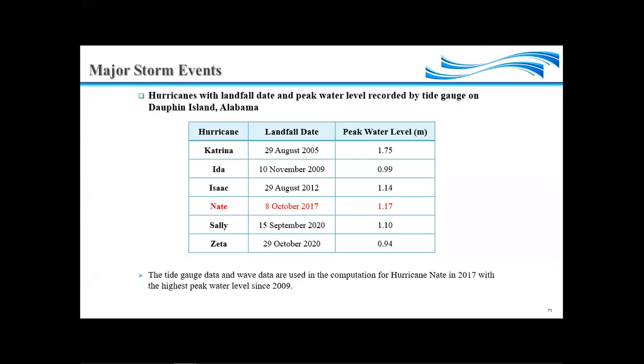And also, this is Katrina that created a breach. And then since then, there's a different storm surge. A hurricane occurred, Hurricane Nate, which had a relatively large storm surge. So when the water level is high, it's easier to attack the barrier island. That's the reason why we're interested in storm conditions. This is one storm. The other one is the 6-year average wave, and how much sand comes back.